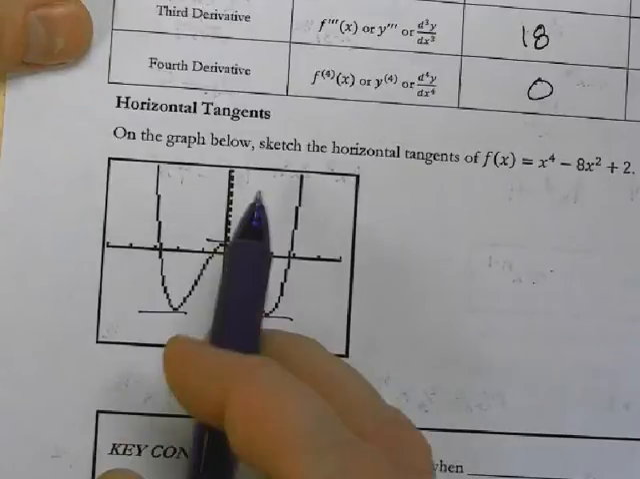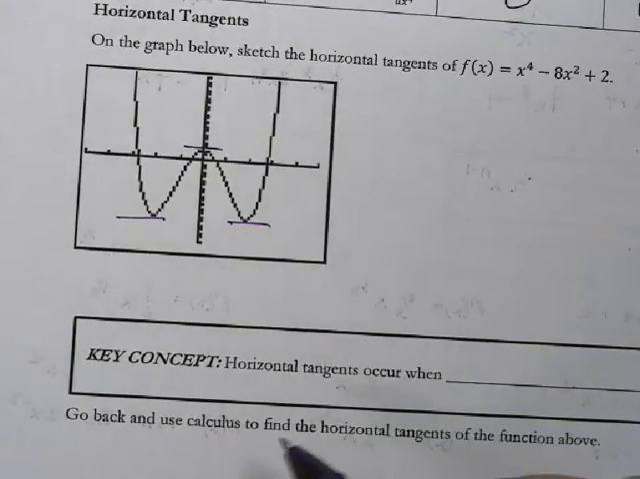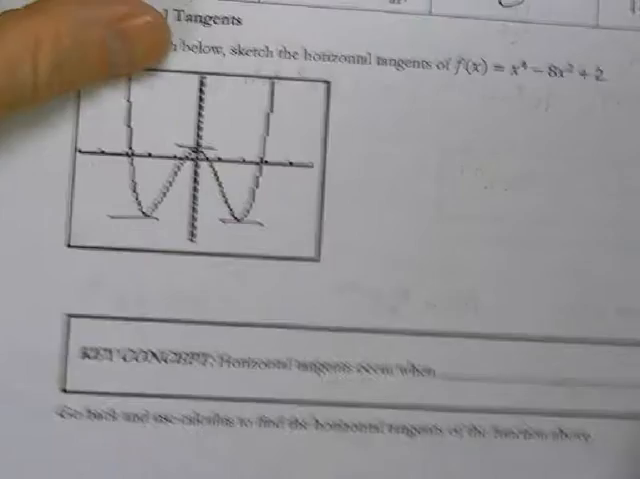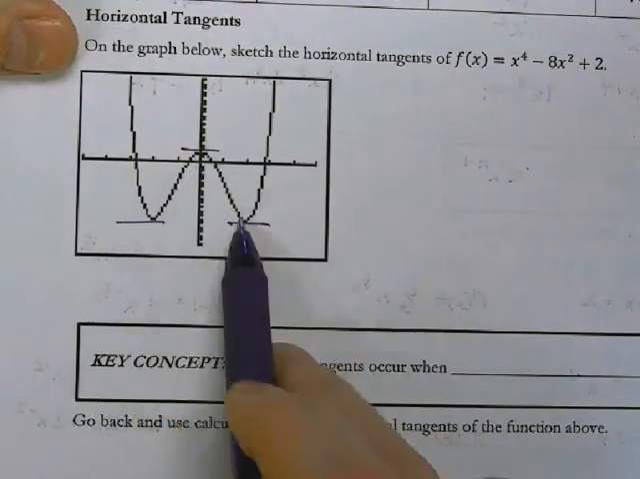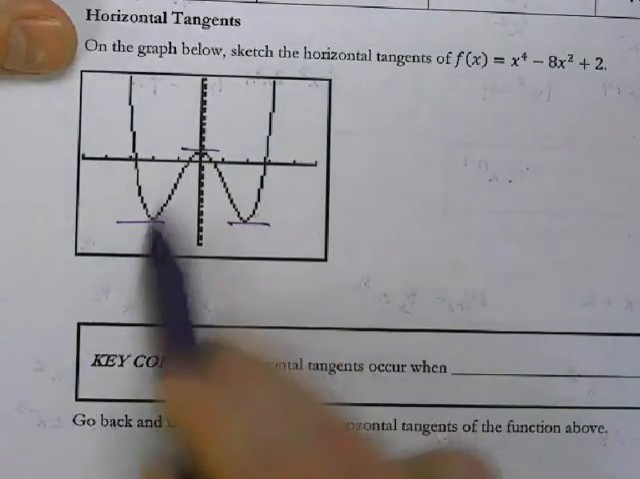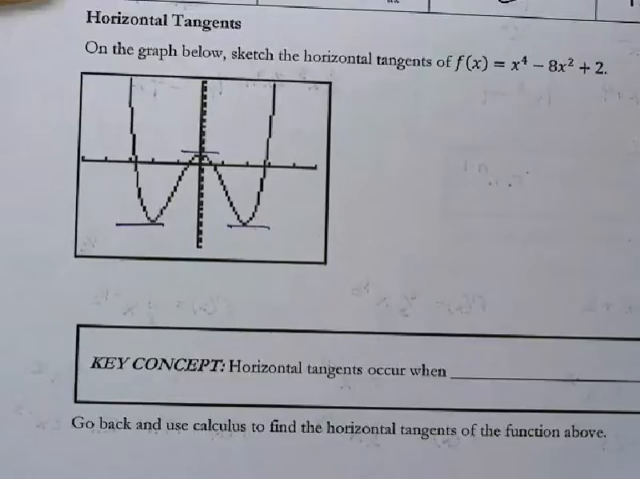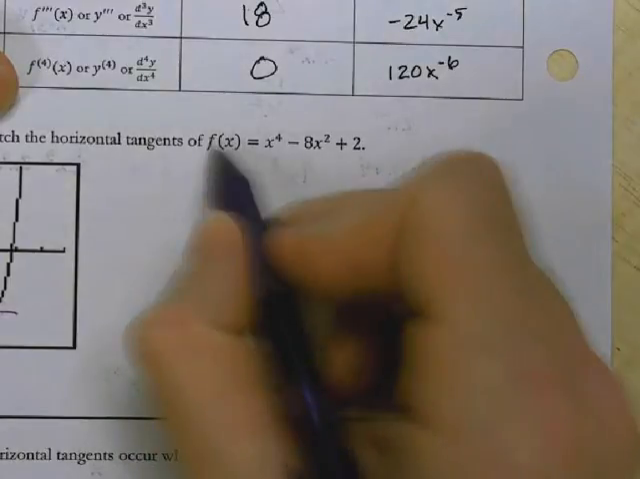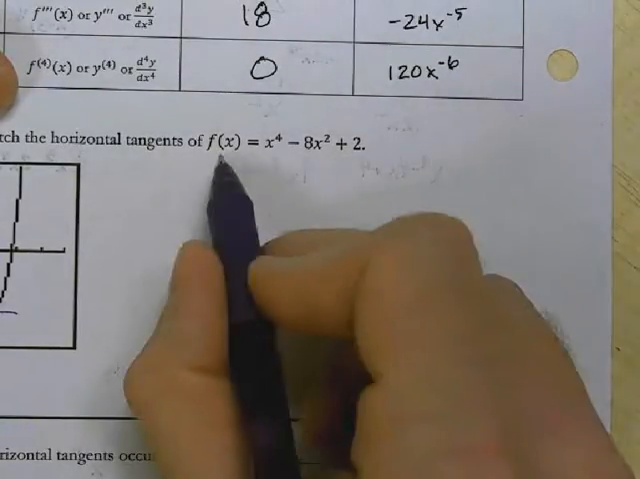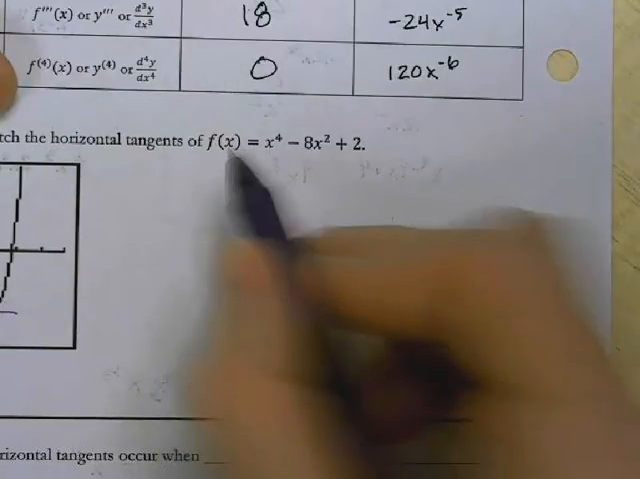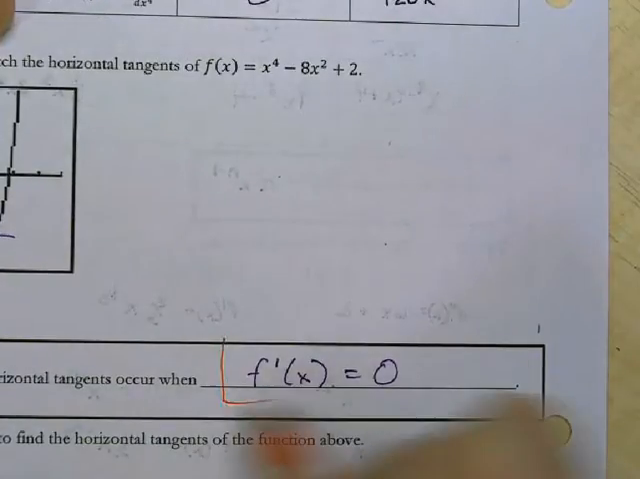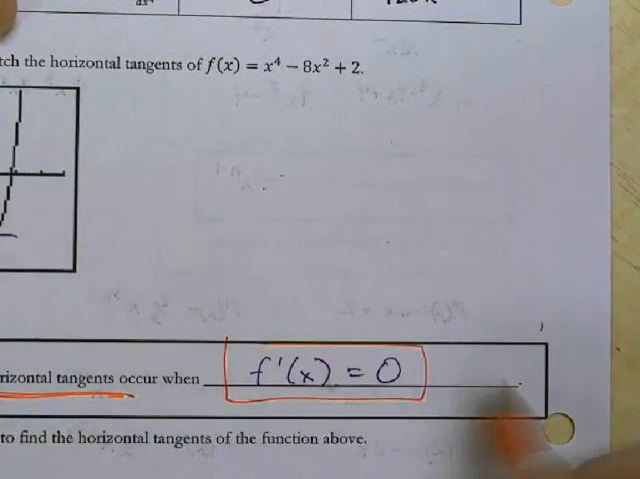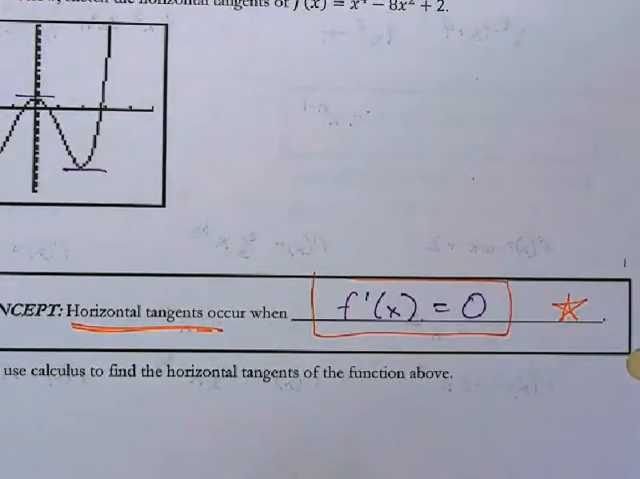Here's the key concept. We're going to really expand on this, but this is the first day seeing it. Horizontal tangents occur when? Very simple. What's the slope of the tangent right there? If it's a horizontal line, the slope is 0. Well, how do we talk about the slope of this function now? What do we call that? The derivative. So it happens when f prime of x equals 0. Huge idea here. This results in your horizontal tangents. Pretty simple idea, but a lot of applications with it.